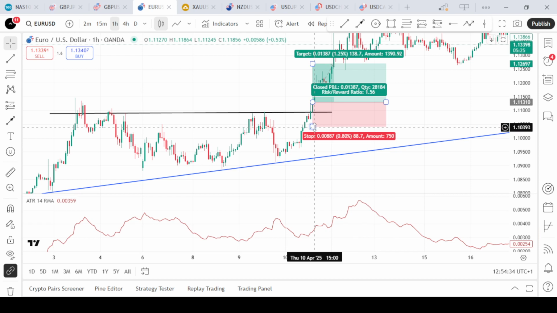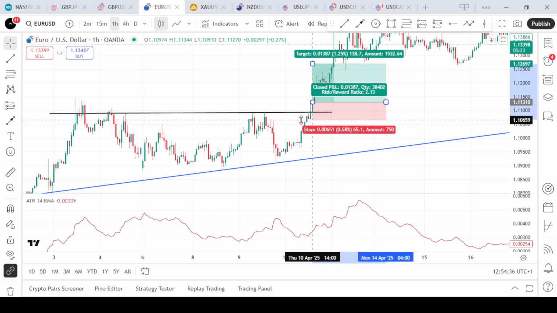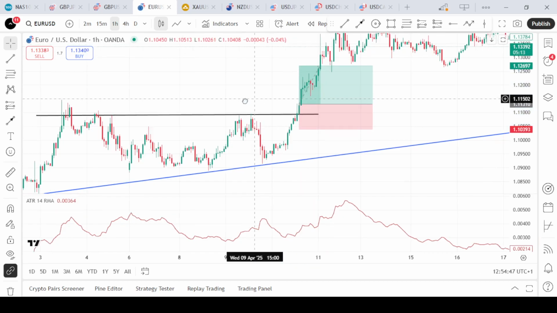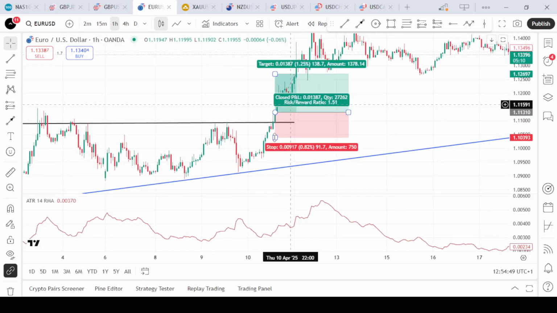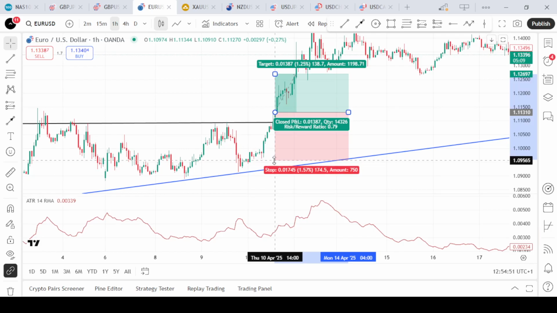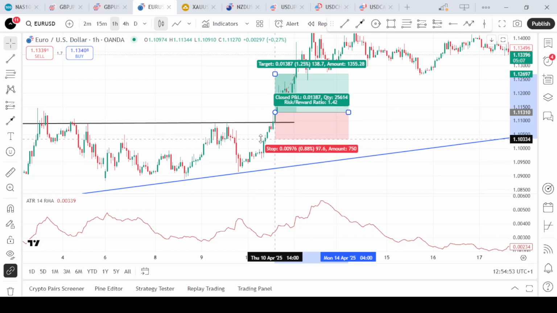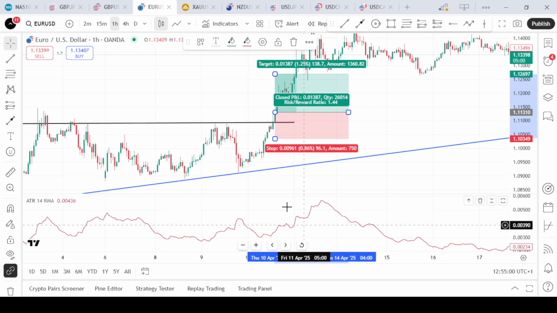So you can just place your stop loss just below the resistance zone. You can give it enough room for breathing space. You can decide to put it below the most recent swing low, as the case may be. That means it will be around this area. Or you can still make use of your ATR. You can set your stop loss to your ATR value.